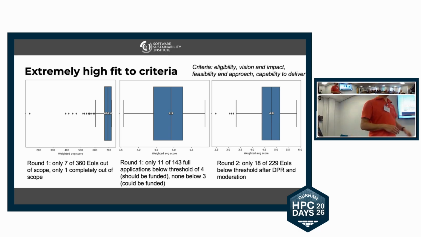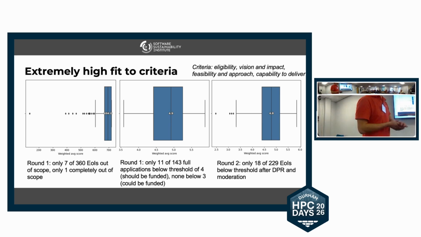When we got through the expert peer review panels, there were only 11 of the 143 full applications that fell below the threshold of the 4 on the UKRI scale, which is should be funded. And there were none that were below the 3 threshold, which is could be funded. So basically, we could have given funding to any of those 143, and definitely could fund about 132 of them if we had the money.